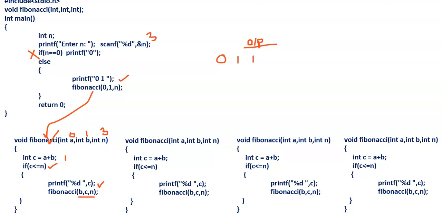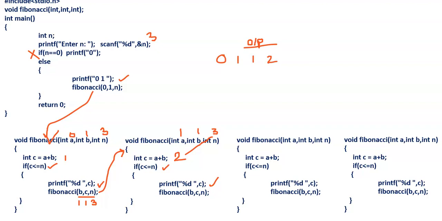What is b value? 1. What is c value? 1. What is n value? 3. Then it calls the Fibonacci function again. Here a value becomes 1, b value becomes 1 and n value becomes 3. Again another copy of the Fibonacci function is created and placed in the stack. Here again we calculate c value, a plus b, 1 plus 1, that is 2. Again c is less than or equal to n. If we compare, 2 is less than or equal to 3. Again this condition is true. Then we print c value.